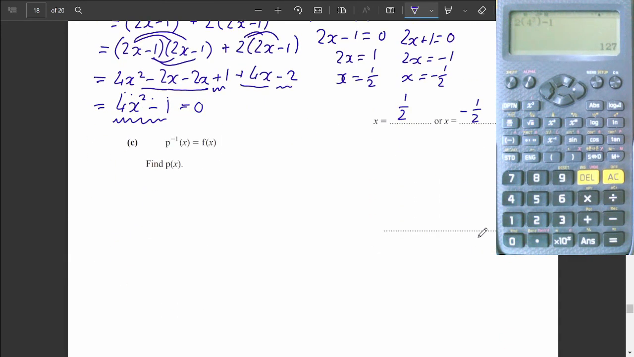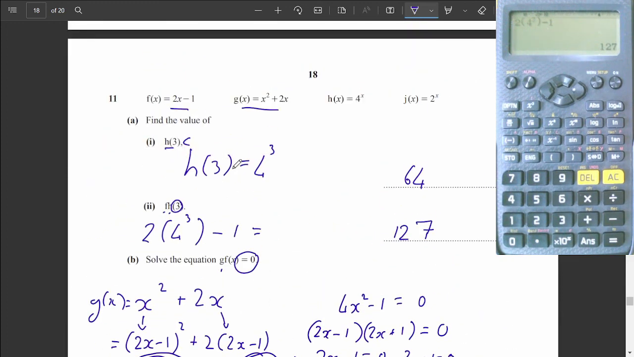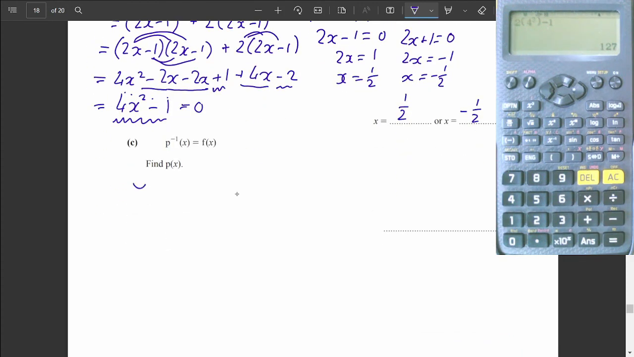Next one is just a very weird way to ask us for the inverse of the function of f. Okay, we don't have p, the function of p. There's no function of p, but we have the function of f. There it is. So let's work out the inverse of that. One way of doing it is setting it equal to y, and then make x the subject. So first we add the 1 on the other side, and then we divide it by 2.